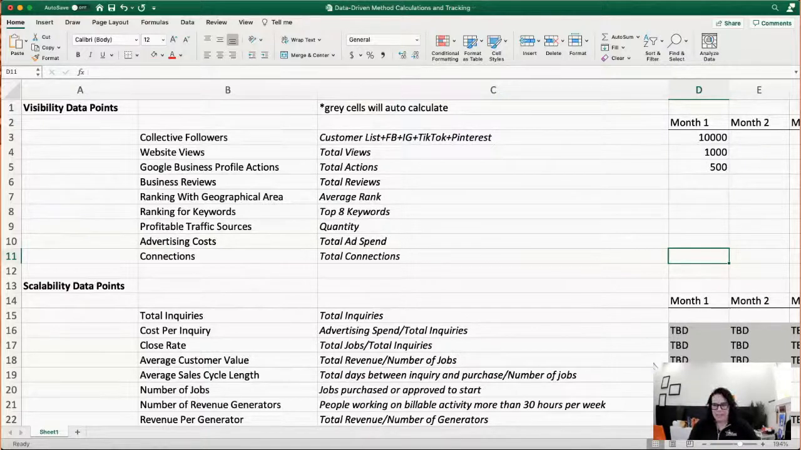Whether that is people you have met at a luncheon, people you have connected with online and had an actual conversation with, or you had booked sales calls, however you connect with people, that's what's going to go in here. This is often something that you're not currently tracking. So it's just a matter of creating a note in your phone and keeping a rough tally of how many people you're connecting with in a month.